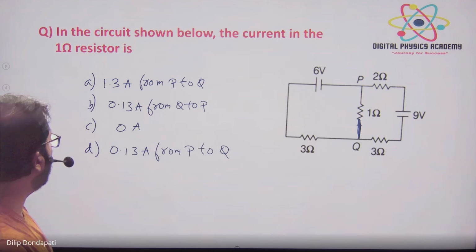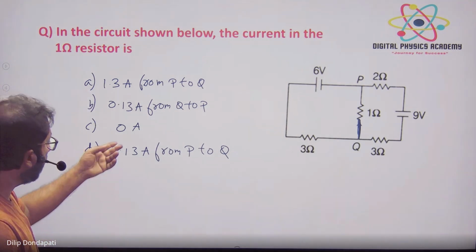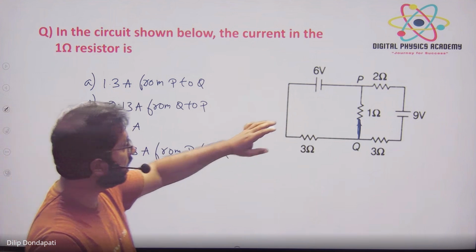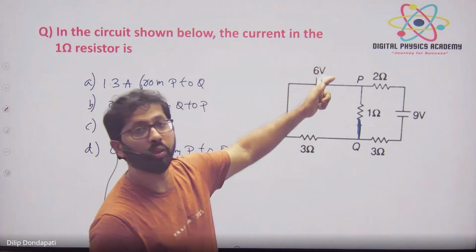Very precisely he asked the question. Besides the current, he is also asking whether the current is flowing from P to Q or Q to P.